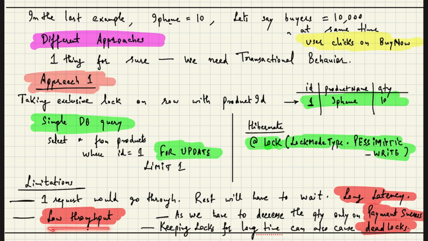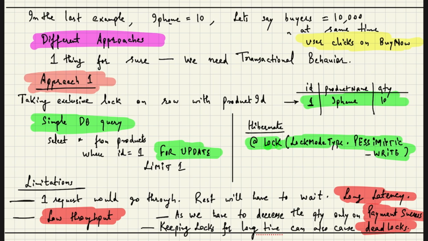Low throughput, right? Now we need to make sure that we are decreasing the quantity only on payment success. So we have to hold the lock for a certain time period. For example, the lock has to be held for 5 minutes, or 15 minutes, whatever the config. This could be easily configurable, that 5 minutes or 15 minutes. So you need a lock for that particular time period, right? Keeping locks for a long time can also cause deadlocks. So there are a few limitations with this approach, right?